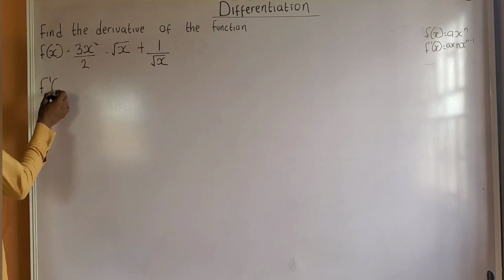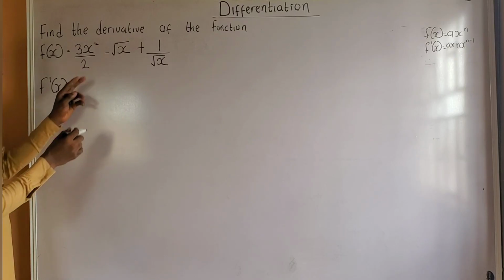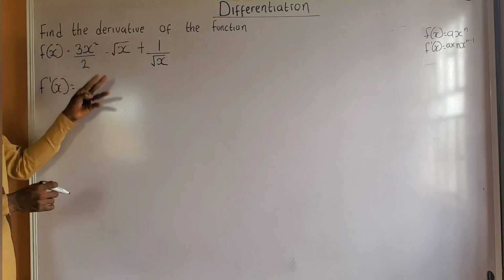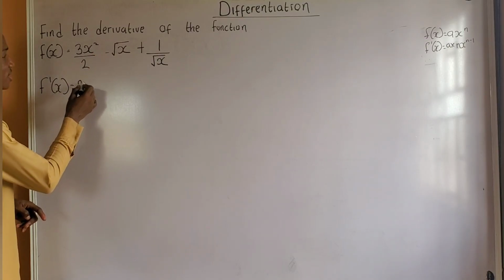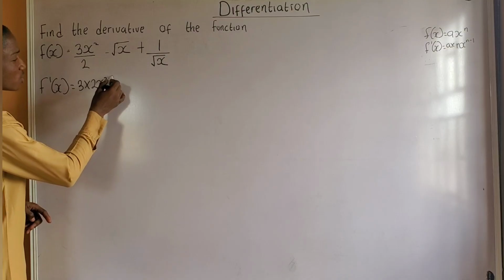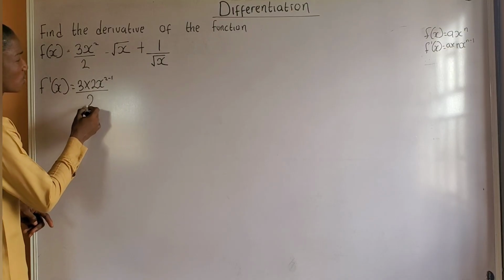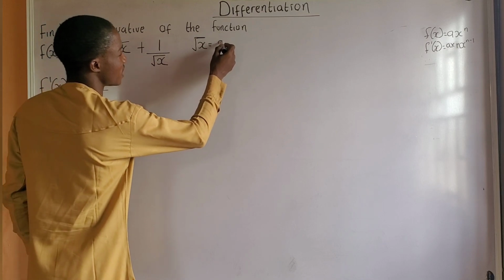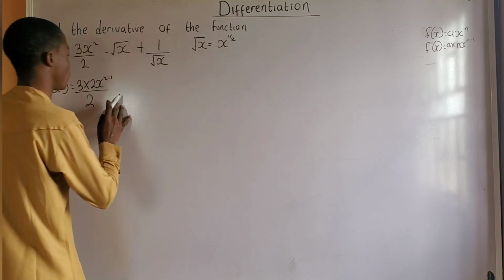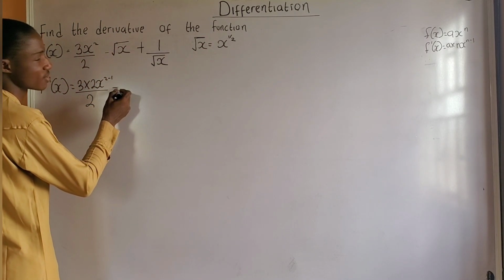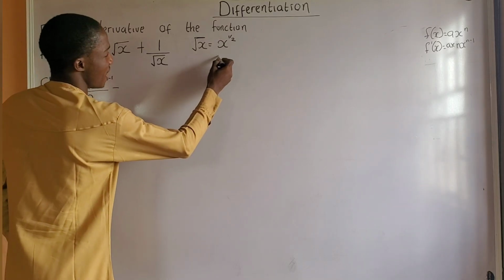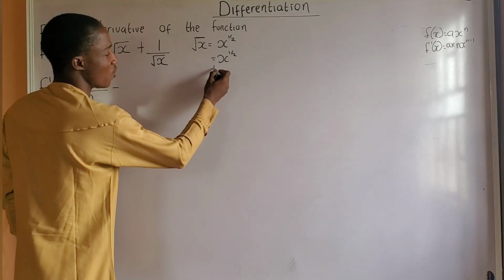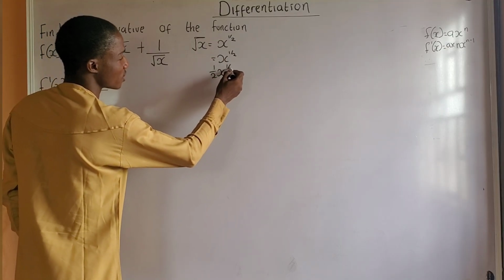The derivative of f of x is equal to, now, differentiate x squared. The derivative of x squared is 2x, right? So I'm going to have 3 times 2x raised to the power of 2 minus 1. Are you getting it? All over 2. Now, don't forget that the square root of x is what? x raised to the power of 1 over 2, right? So for this, I'm going to have minus x raised to the power of 1 over 2. If you want to differentiate this, what are you going to have? 1 over 2 x raised to the power of 1 over 2 minus 1.